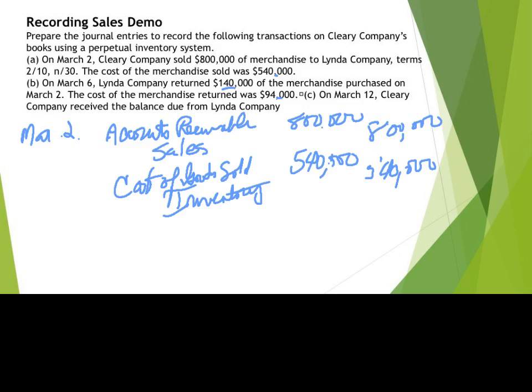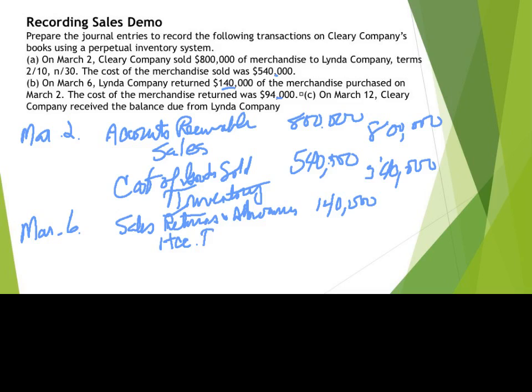Now on March 6th, Linda returned 140,000 of the merchandise, and the cost to me of that merchandise they returned was 94,000. So therefore, on March 6th, I have to make the entry, again, two entries. One, debiting sales returns and allowances, the contra revenue account, for the full amount of the sale, 140,000. And I reduce the accounts receivable that Linda owes me, and it's credit 140,000.